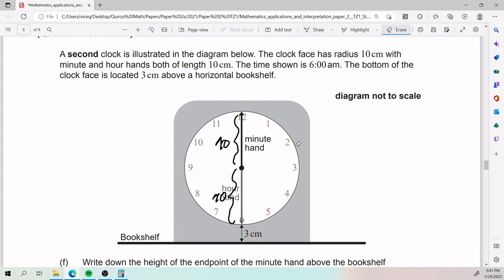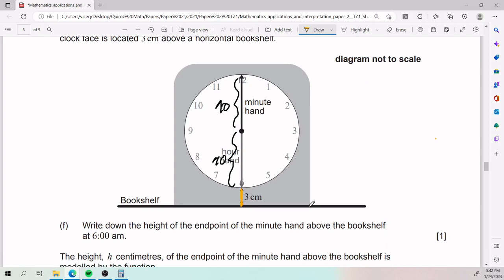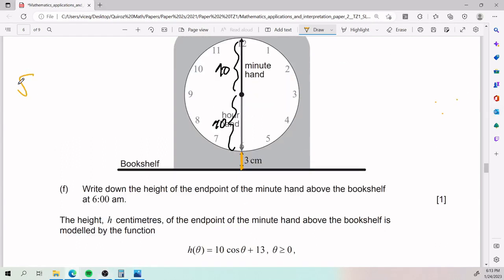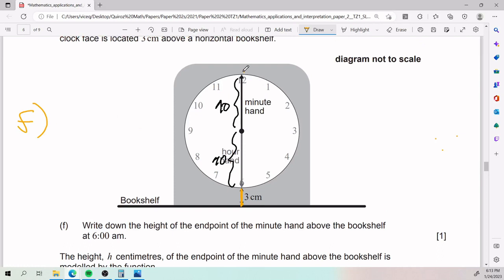They are depicted right here. Those 3 centimeters. Awesome. F, write down the height of the endpoint of the minute hand above the bookshelf at 6 a.m. And so the height for part F of the endpoint of the minute hand, so it's this guy here, above the bookshelf, so the bookshelf being here, it's going to be this whole height. See? So this whole height is going to be the 10 plus the other 10 plus the 3 down here. So all of these added together would be 10 plus 10 plus 3, 23, do not forget the units, centimeters.